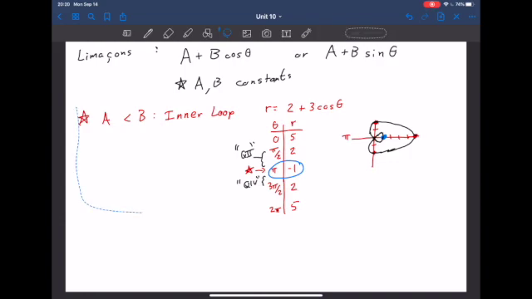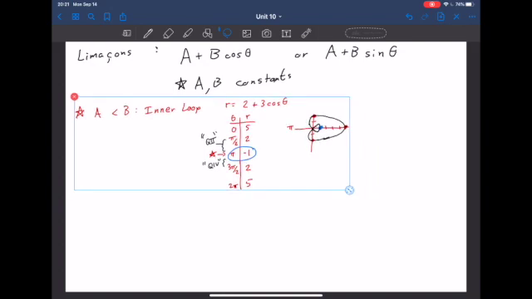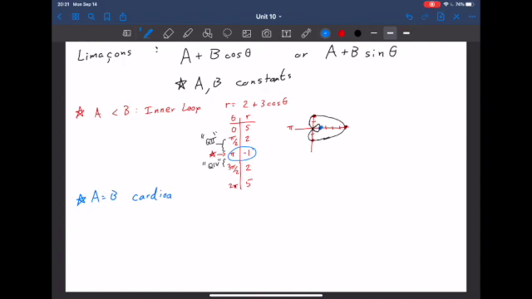I'm going to shrink this down a bit, just so it fits nicely. We have our cardioids. That's where A equals B. Cardioid. See previous. See last page, slide or page. And we can have, obviously, the third case, A greater than B.